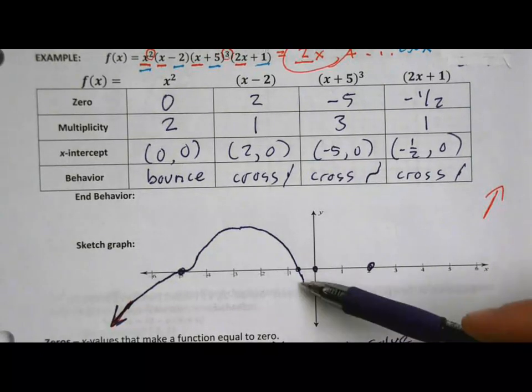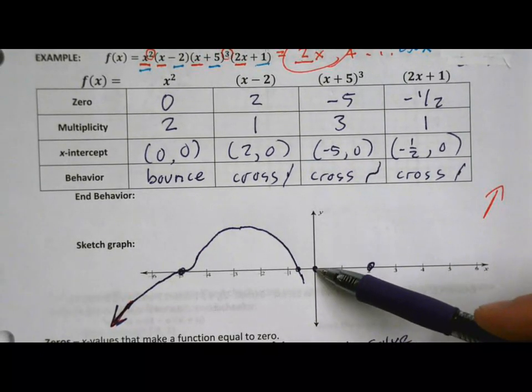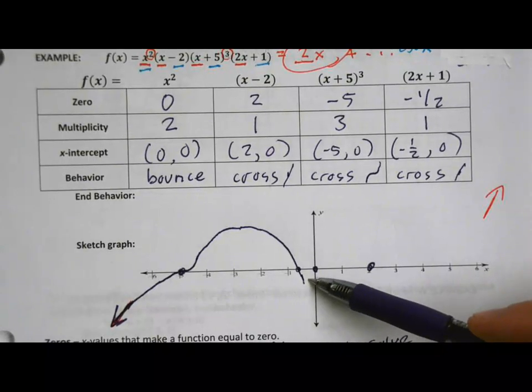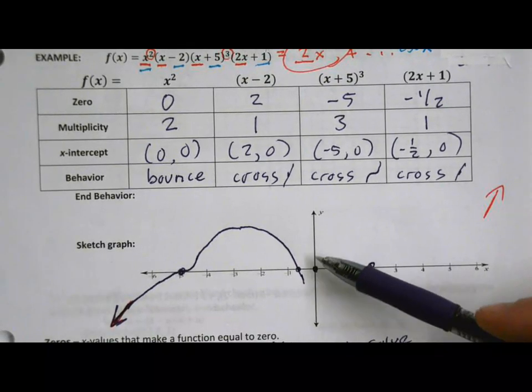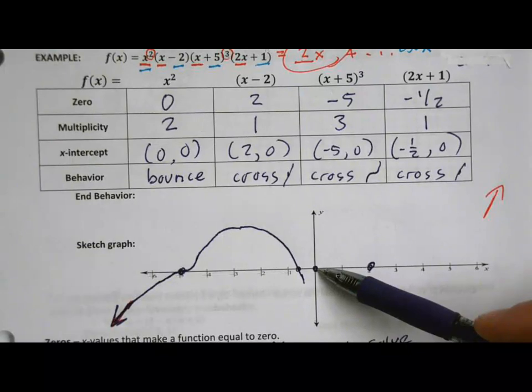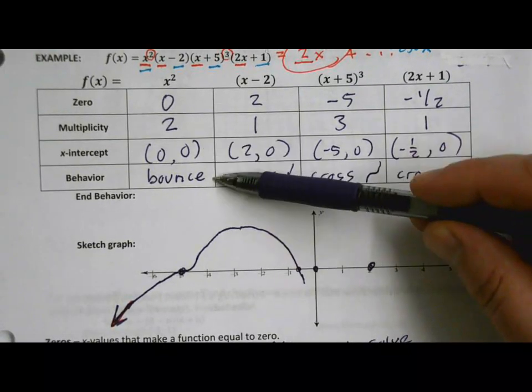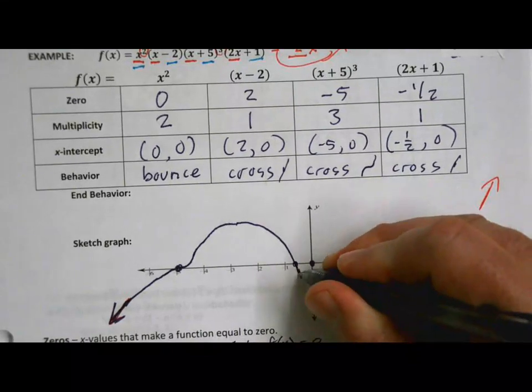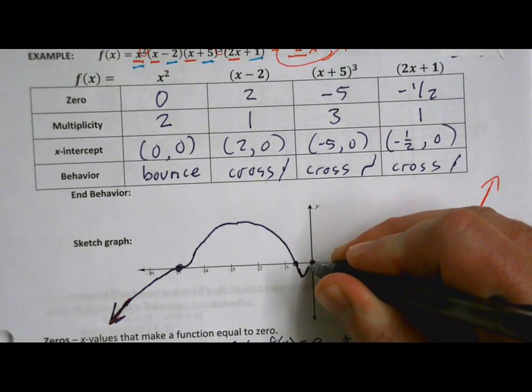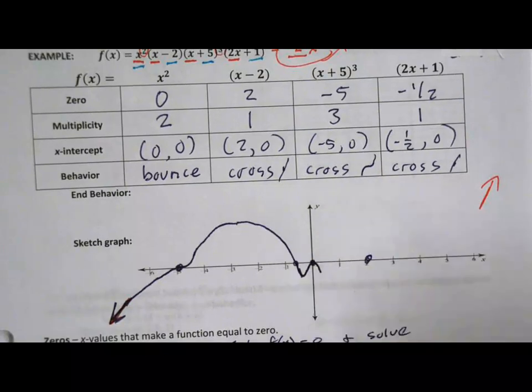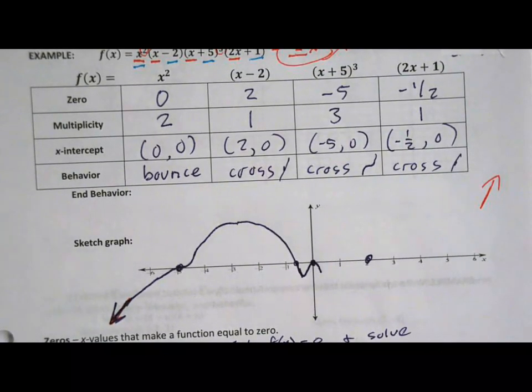Moving to the right, eventually we're going to have to get back up to the x-axis, so we'll have to turn around and come back up. And when we hit at 0, are we going to cross or bounce? 0, 0, we're going to bounce. So we're going to be moving back up to hit that x-intercept. We're just going to bounce right off, and we're still in negative territory on the other side of that.